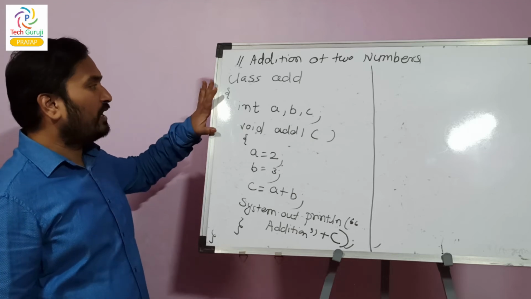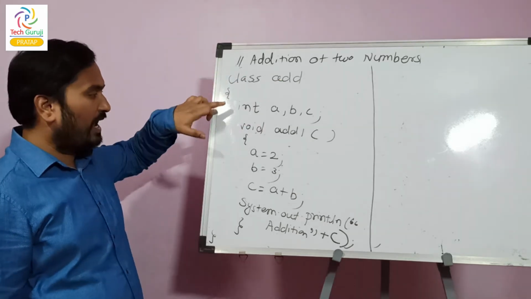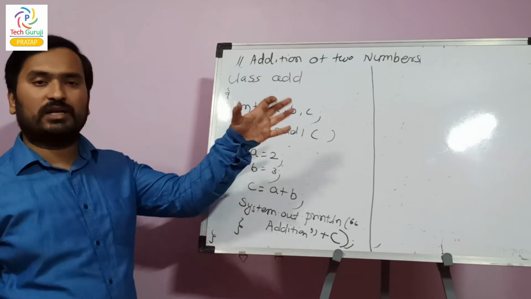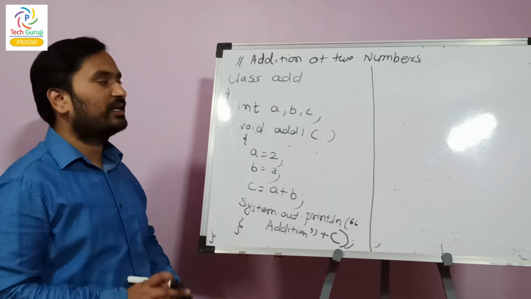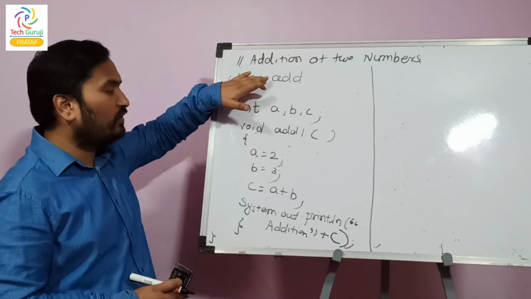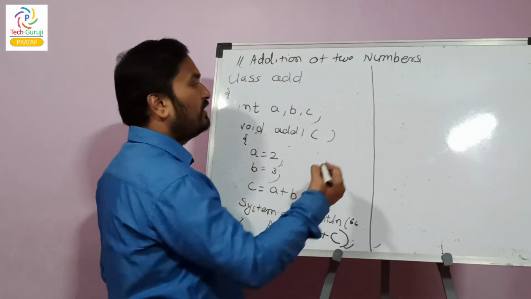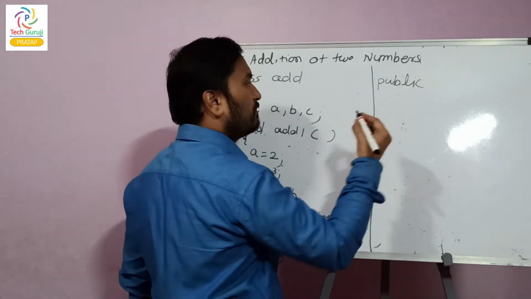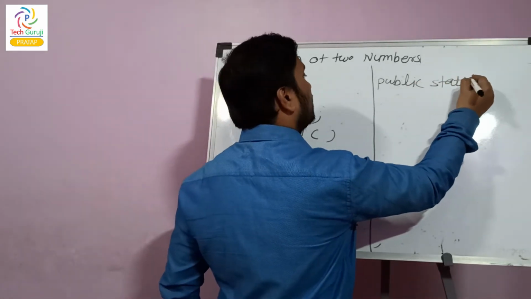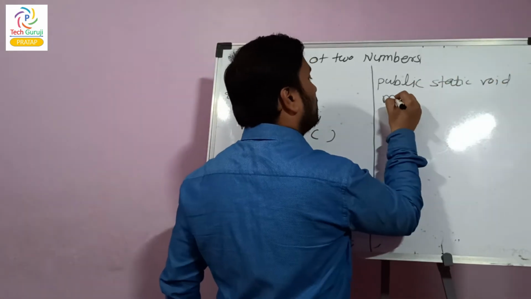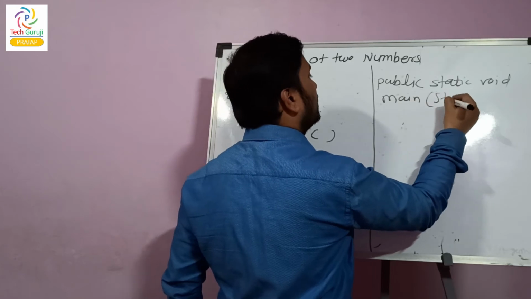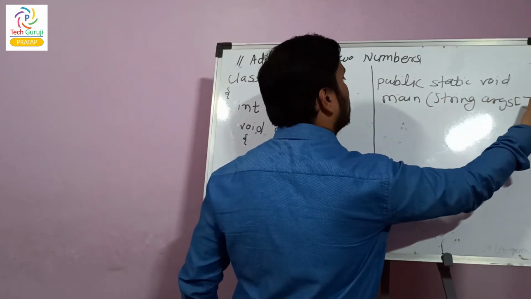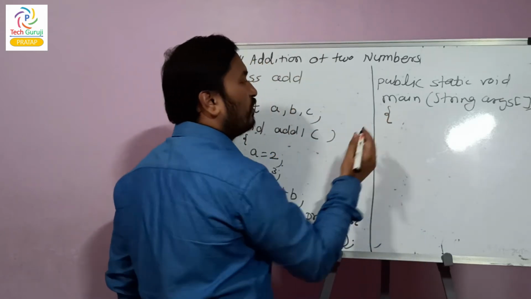Now we have created a class add, and we have written one method. Along with this method, we have to use another method, that is the main method, in which we create the object of add and call this method. So start with that. The next step is we create a main method. So public static void main, in the brackets String args, square bracket open close, round bracket close, curly bracket open.